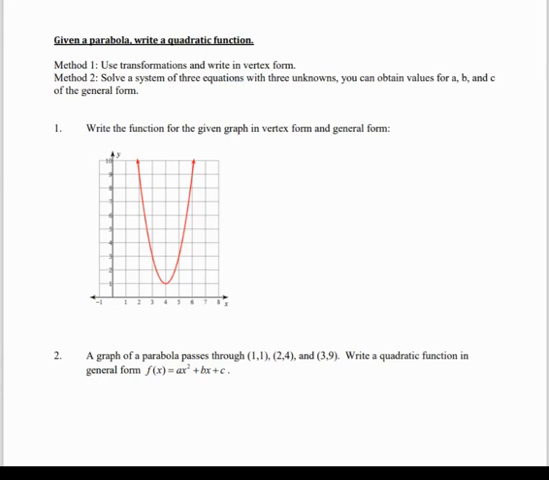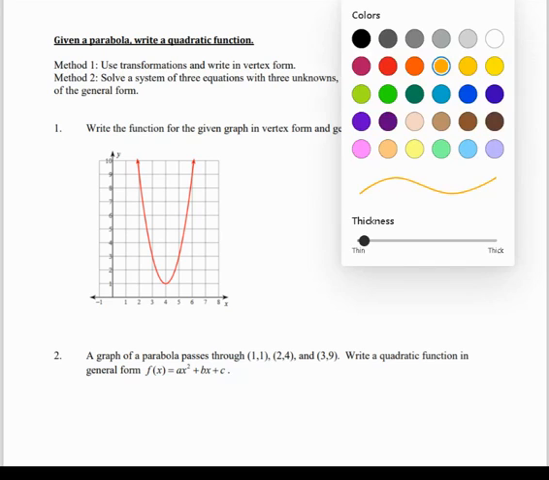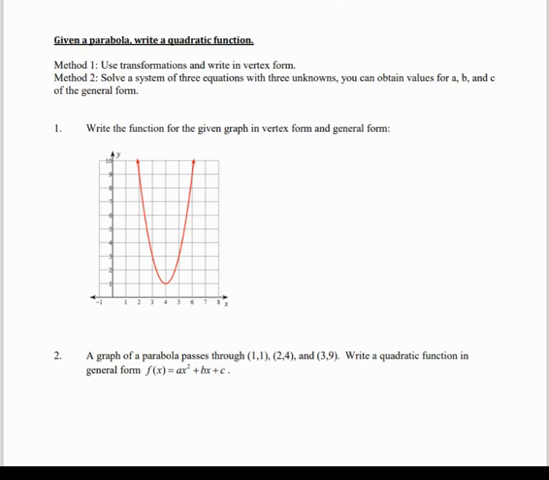All right, let's look at equation writing before we end our notes. So, to write a quadratic equation, we have a couple of things we can do. We can write it in vertex form, or we can write it in standard form. When I'm given a graph, it's very easy to jump to write it in vertex form. So let's do that for our first problem. So given this graph, let's first write it in vertex form.